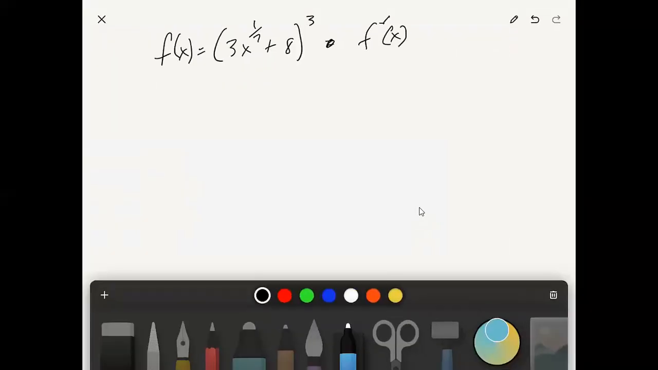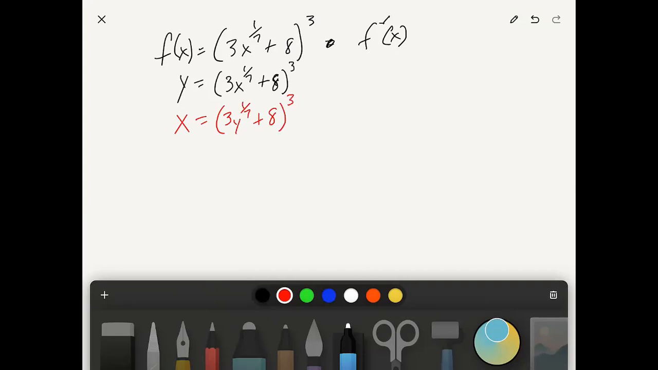All right, so first thing, I'm just going to rewrite it with the y. I might cut the step out. I think you guys get what we need to do there. And then we're going to have x equals 3 times y to the 1/7 plus 8, all over 3. Now we're just going to use PEMDAS.